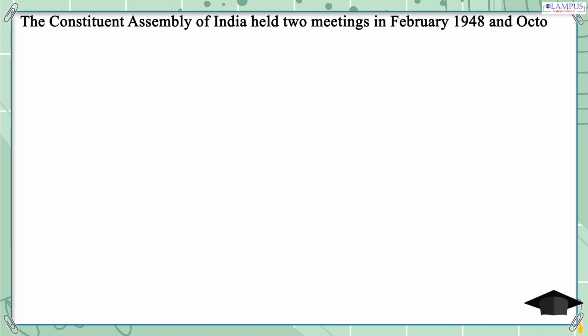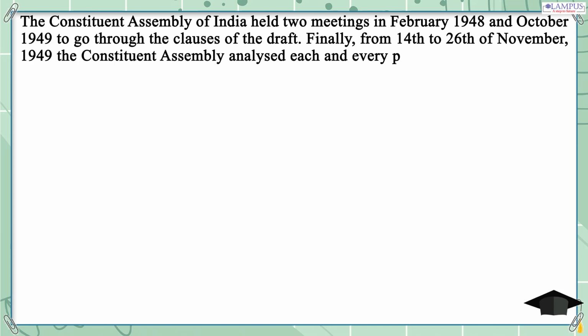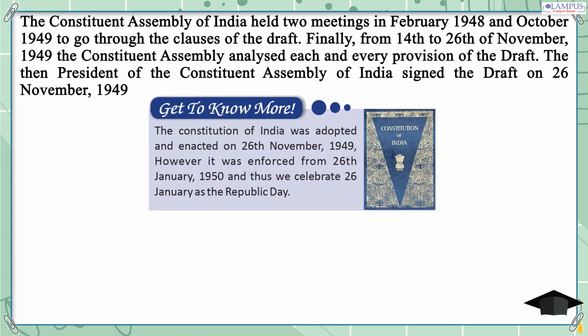The Constituent Assembly of India held 2 meetings in February 1948 and October 1949 to go through the clauses of the draft. Finally, from 14th to 26th of November, 1949 the Constituent Assembly analyzed each and every provision of the draft. The then President of the Constituent Assembly of India signed the draft on 26 November 1949.